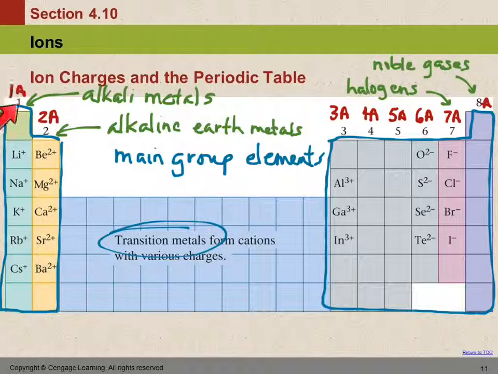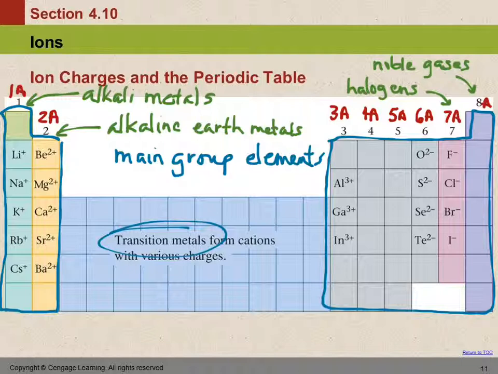So here, group 1A, these metals form +1 ions. Group 1, +1. Group 2, +2. Group 3, +3. Isn't that nice? 1, 2, 3, +1, +2, +3. Now over here, this is group 7 and it's -1. And group 6 is -2. Like, what's up with that?